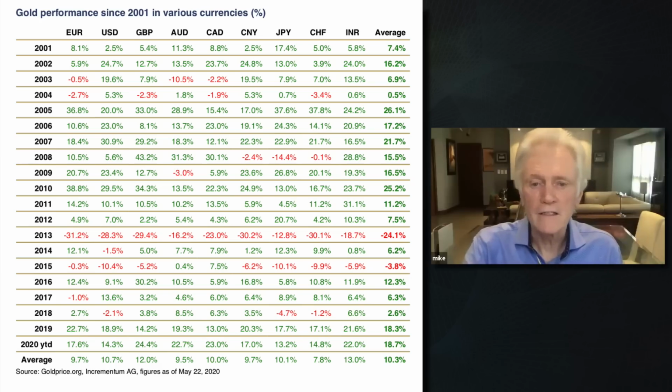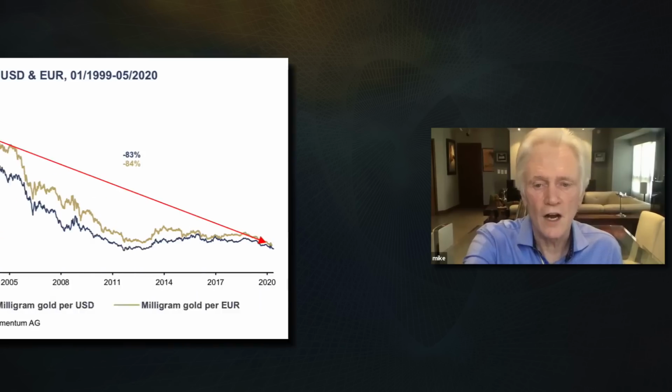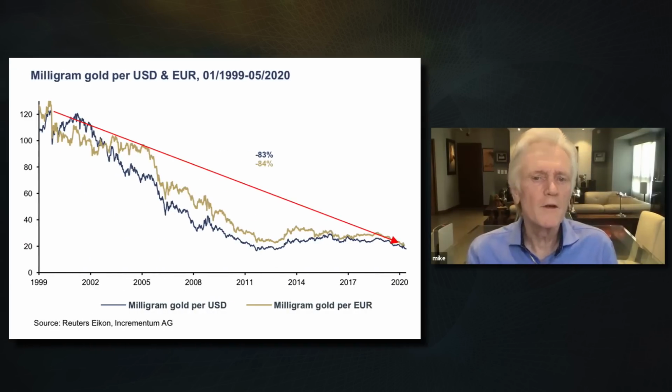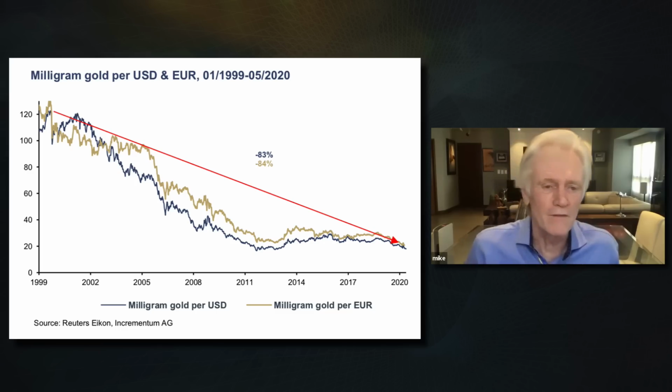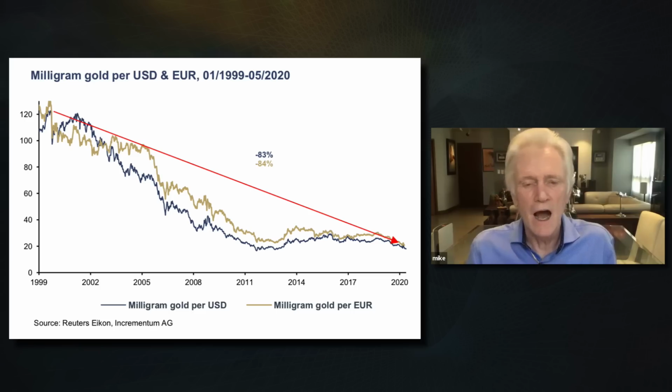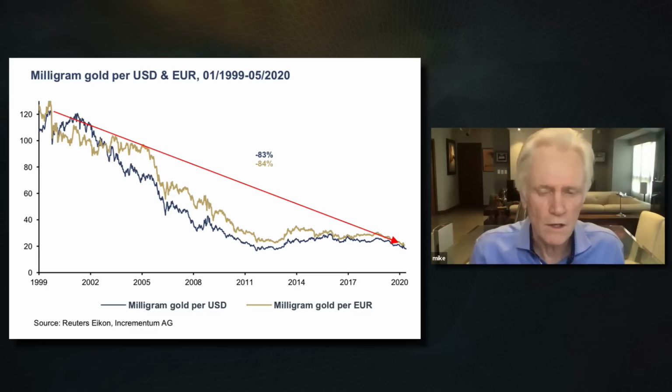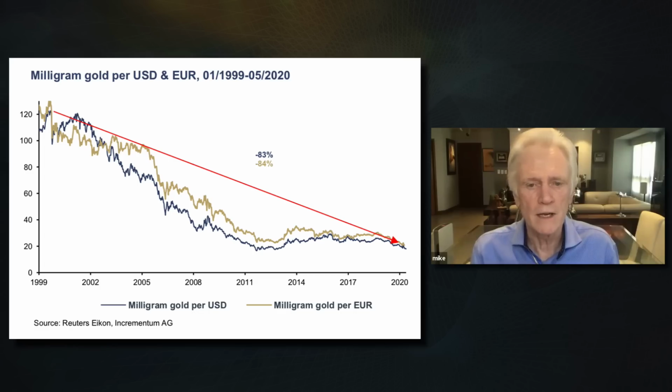Yeah. Okay, so let's move on to the next charts. Milligrams of gold per US dollar and euro. And this goes back to just 1999. If you took this back a century, I don't think there's any currency that has more than 4% of its purchasing power left against gold. Most of them are somewhere down between 96% and 99% if you go back a whole century. So this is just showing.